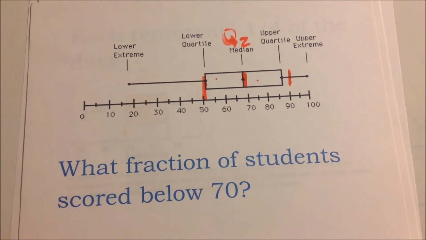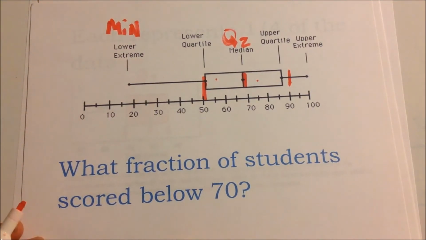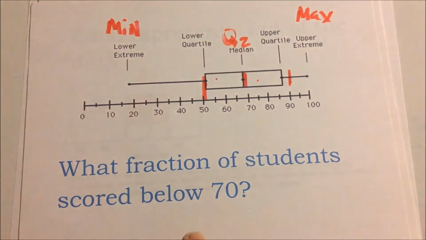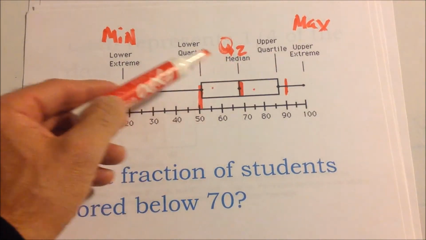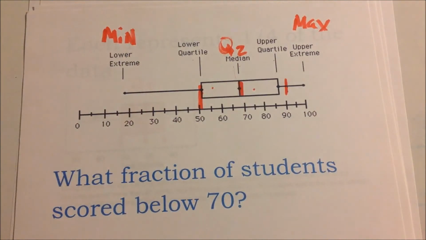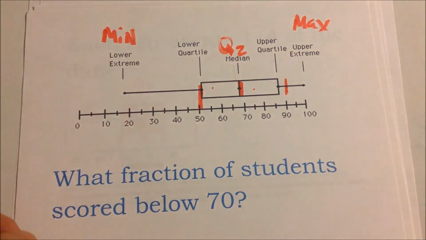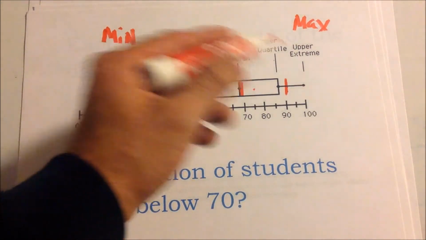So just to review, remember when we make a box and whisker, the lower extreme is the minimum. It's the lowest number we have. The upper extreme is called also the maximum, or the max. It's the largest number we have. And these three are based on the median. Q2, the second quartile, is the median of all the numbers. The lower quartile is the median to the left of the median. The upper quartile, Q3, is the median to the right of the median.